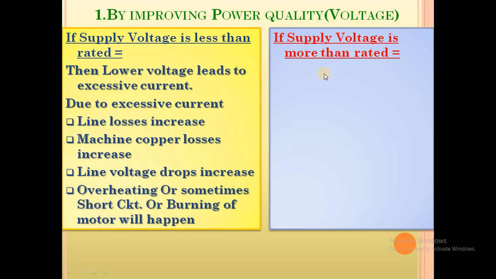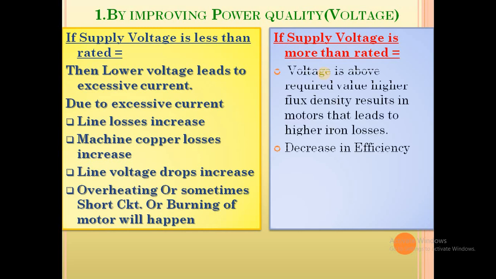Now we'll see what will happen if the voltage is more than the rated voltage. Here, if the voltage is more, then there will be generation of high flux density in the motor core. Flux density will increase, and due to the higher flux density there will be higher iron loss, that is higher hysteresis loss and eddy current loss, and due to the increase in losses the efficiency will decrease. In both the cases there will be a decrease in efficiency. Losses increase, so definitely there will be a decrease in efficiency.